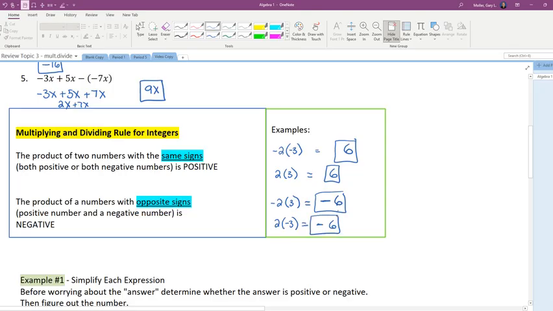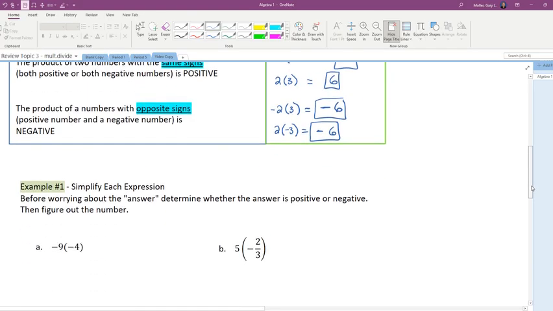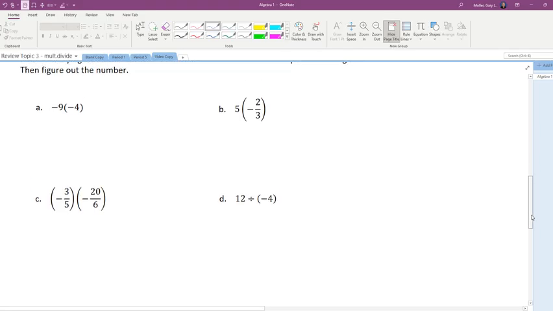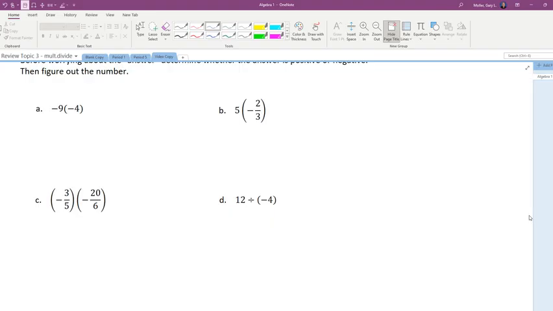Okay? All right. Let's have you do a couple of examples. I have included some more challenging examples, i.e. fractions. So hopefully we know how to do that, and we will review it right now. All right, so again, separate it into two questions. Is the answer positive or negative, and what's the number? A negative times a negative is a positive. So this is a positive answer, and 9 times 4 is 36. So the answer is positive 36.